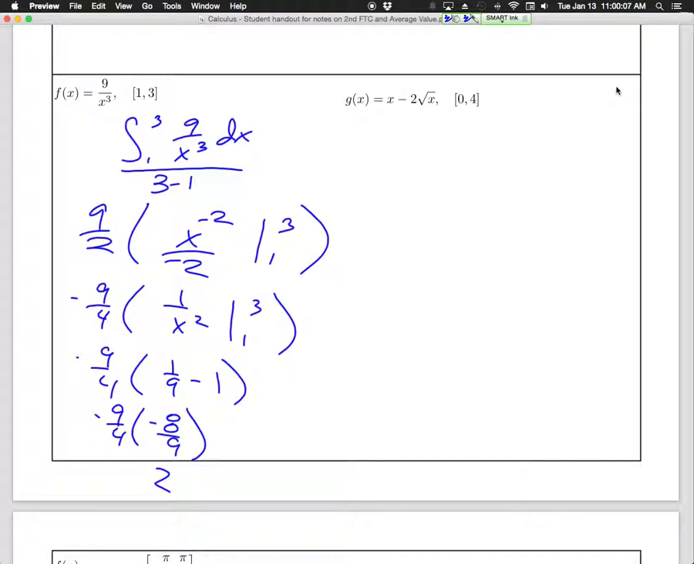Now, what does that 2 represent? That is the average value, which is the average y value. And what am I interested in finding? The x value that gives me that y value. So what am I going to do now to get the x value that gives me that y value? Plug that in for f of x. Very good, Brock.